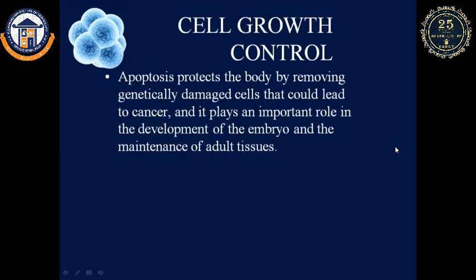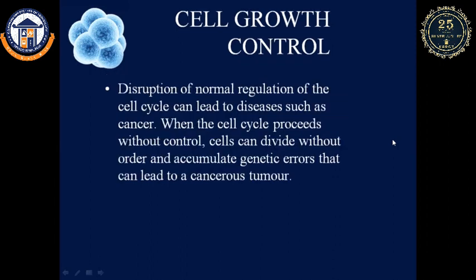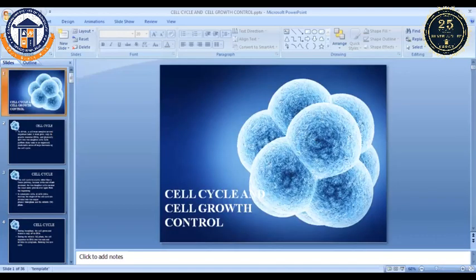And cell growth control. If we have a damaged cell with damaged DNA, and the cell undergoes division in the cell cycle, then when the number of cells increases, it causes tumor cells, and it leads to a cancerous process inside our body. Apoptosis protects the body by removing genetically damaged cells, which could lead to cancer, and it is involved in the development of embryo and adult tissues. The disruption of the normal regulation of the cell cycle leads to diseases such as cancer. When the cell cycle proceeds without control, and a cell with damaged DNA carries on without control, genetic errors take place in the cancerous tumor. And that is the end of cell cycle and cell growth control.